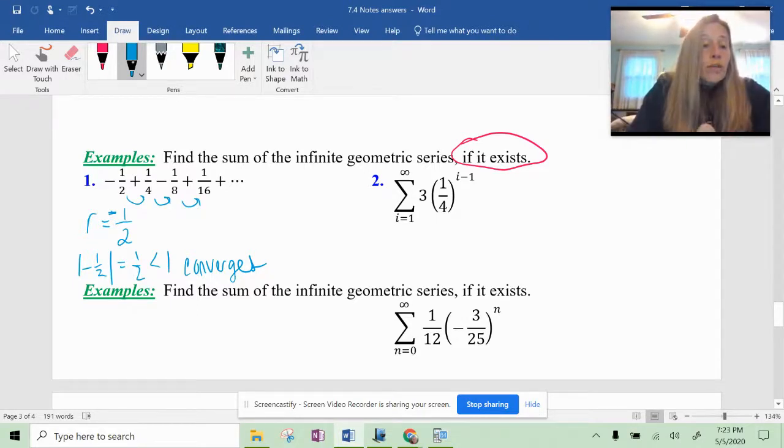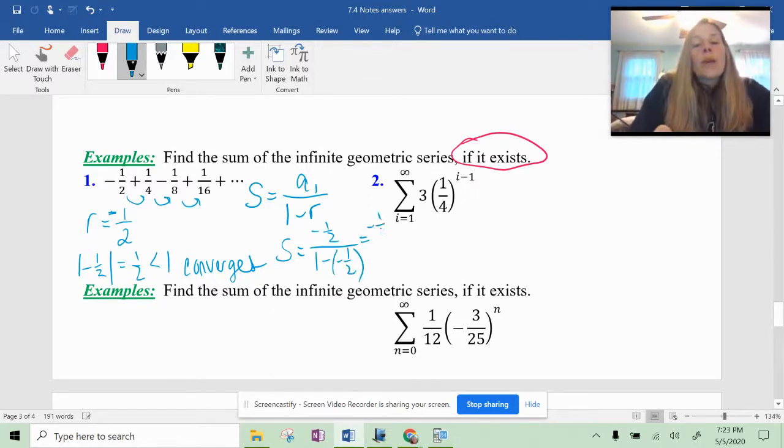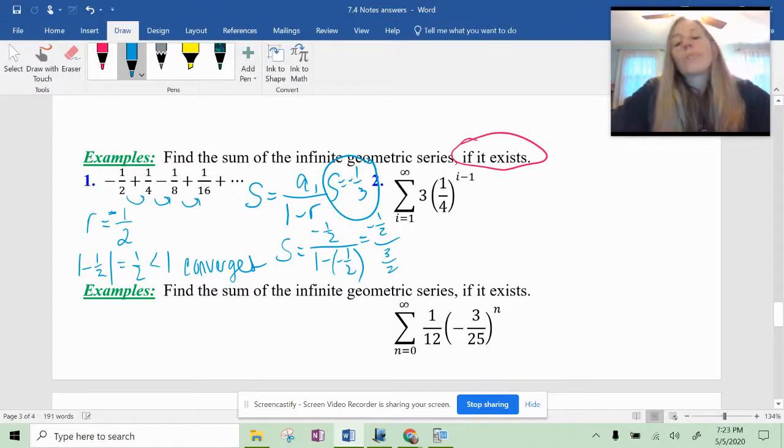So we're just going to use that formula way up at the top of the page, the sum formula, which is a sub 1 over 1 minus r. So my a sub 1 is -1/2, and then 1 minus the r value is also -1/2. So you end up with -1/2 divided by 1.5. And it works out to be -1/3. And I kind of ran out of space there, so I squished it in there. So that would be the limiting value that this sum is approaching.